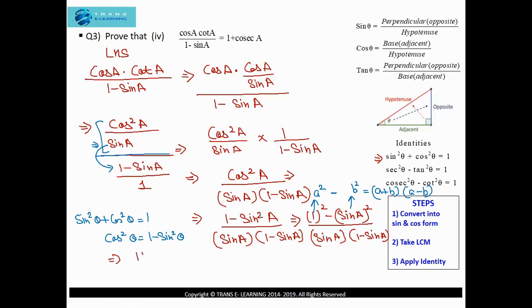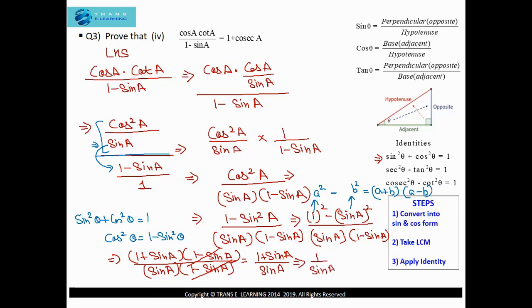So here I will get 1 plus sine A into 1 minus sine A, and in the denominator, we are left with sine A into 1 minus sine A. So this and this will get cancelled out, and we are left with 1 plus sine A upon sine A. Now, on separating the denominator, I will rewrite it as 1 upon sine A plus sine A upon sine A. So this will get cancelled and it will give me the value of 1, and 1 upon sine A can be written as cosecant A, and this will be plus 1.